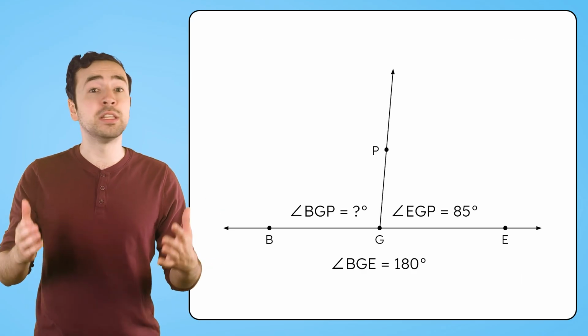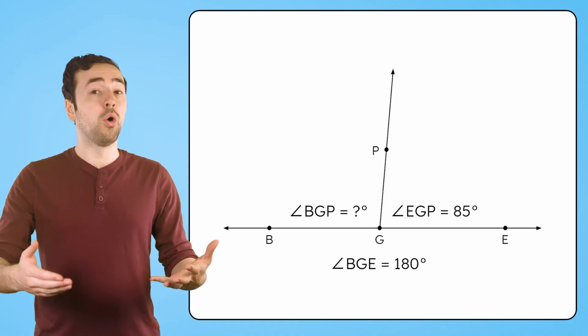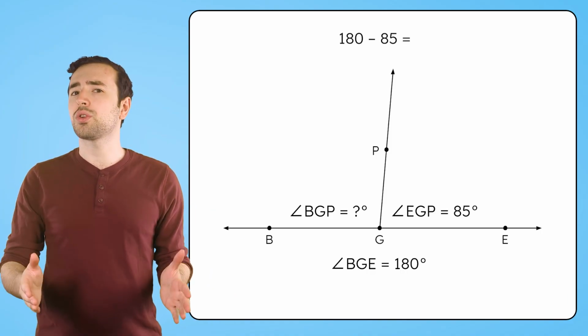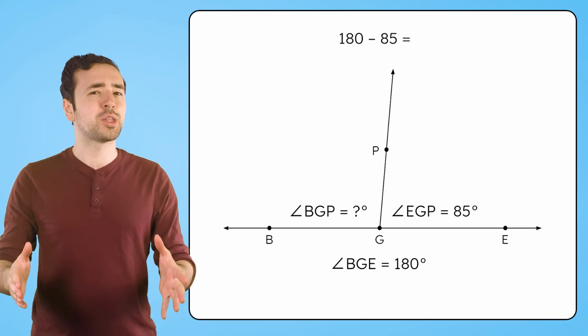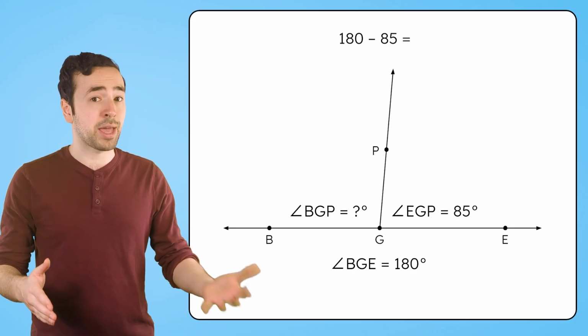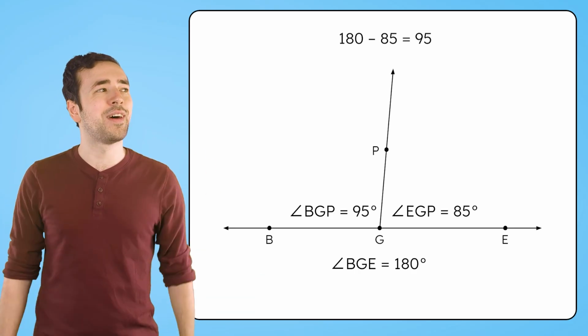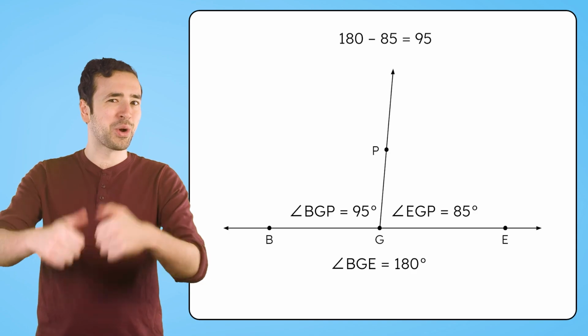Since 85 is part of the whole, and we know the whole is 180, we subtract 180 minus 85. That gives us the measurement for the missing part, or angle BGP, 95 degrees. Nice work, mathematicians.